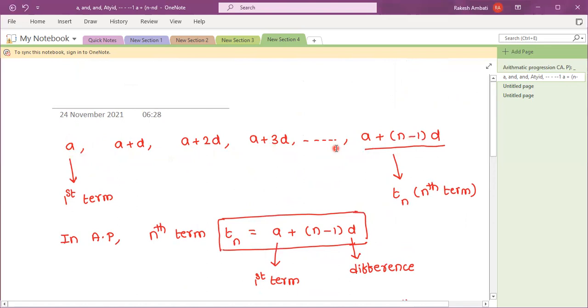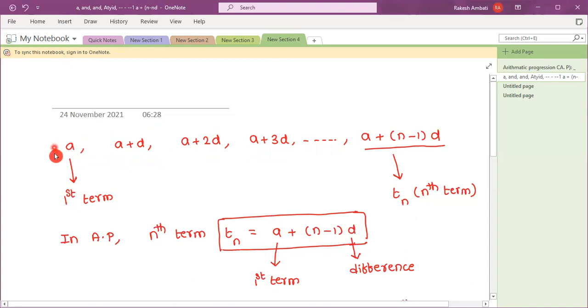It is in the form of AP because the difference is the same. Second term minus first term, third term minus second term, fourth term minus third term, the difference is the same. That means it is in the form of AP, arithmetic progression.